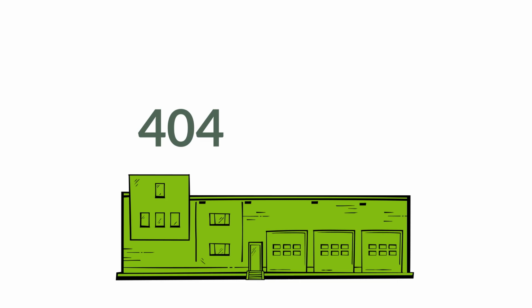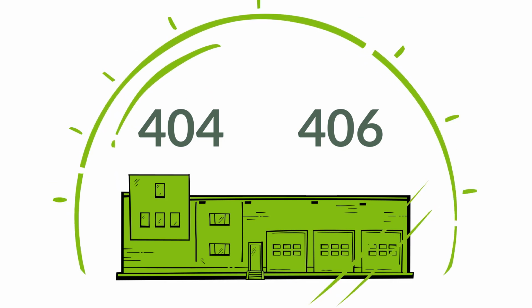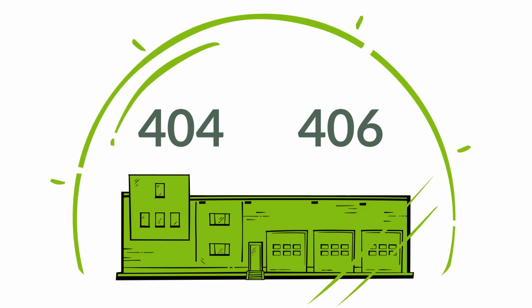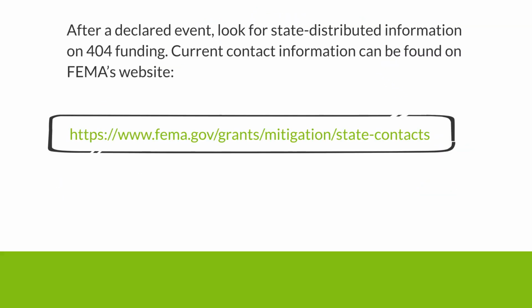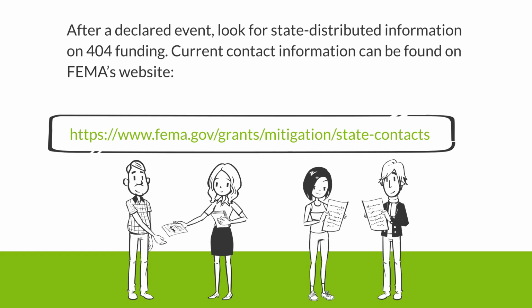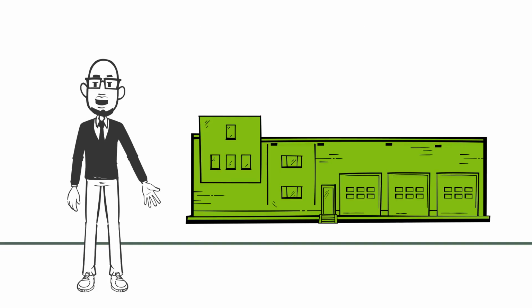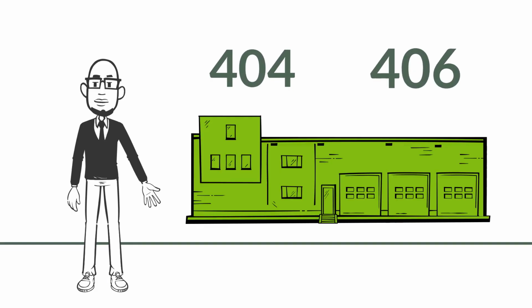404 grant funding may be used in conjunction with 406 mitigation funds to bring an entire facility to a higher level of disaster resistance when only portions of the facility were damaged by the current disaster event. After a declared event, look for state-distributed information on 404 funding. Current contact information can be found on FEMA's website, www.fema.gov/grants/mitigation/state-contacts.